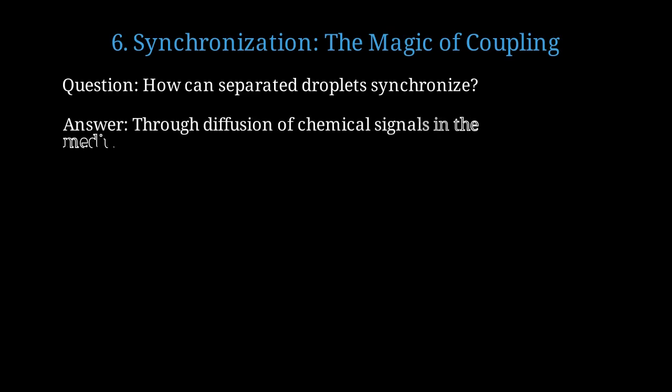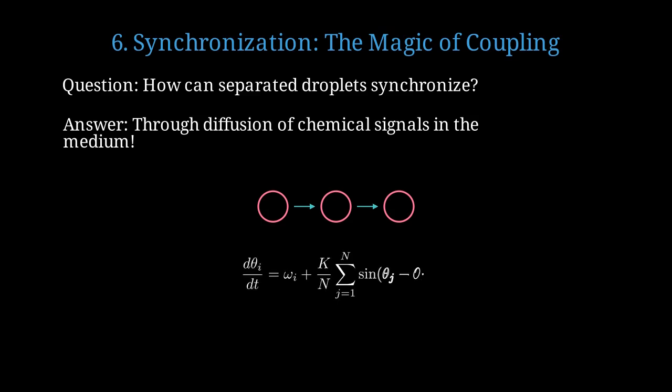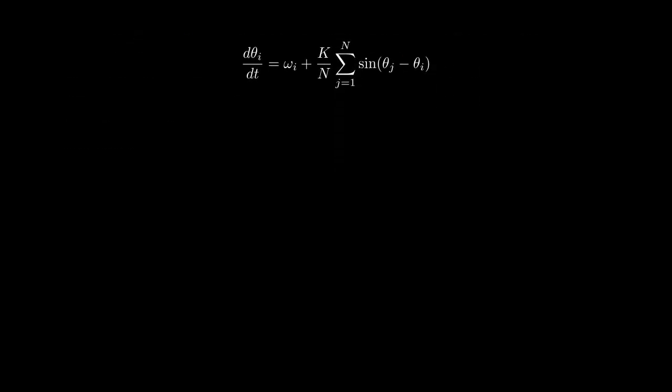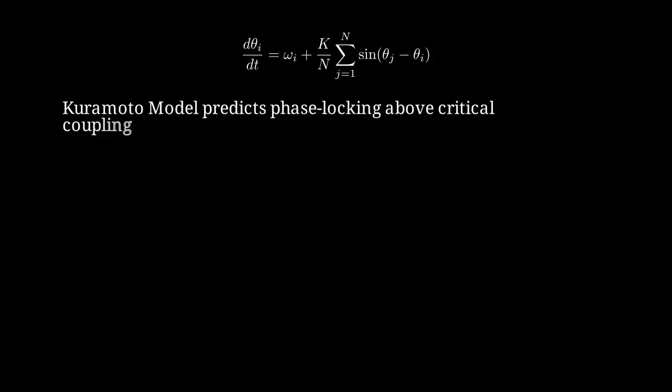The answer is through diffusion of inhibitor molecules through the surrounding medium, creating a communication channel between droplets. Droplets exchange inhibitor molecules that diffuse through the oil phase, creating weak coupling that can lead to synchronized behavior. This is the Kuramoto model for coupled oscillators, where theta represents the phase of each oscillator and K is the coupling strength. The Kuramoto model predicts that above a critical coupling strength, oscillators spontaneously synchronize into phase-lock states.